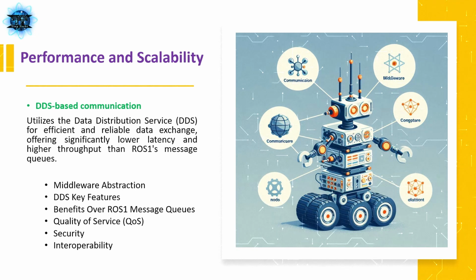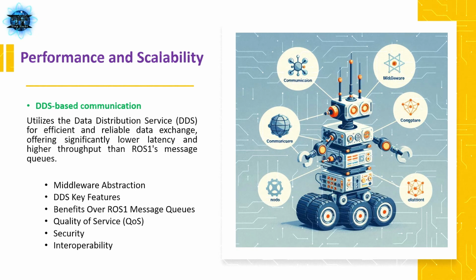Now, quality of service, in short, that is called QoS. What is it? QoS is like setting the rules for communication. DDS lets developers control how reliable, durable, or timely the communication should be. And why does QoS matter? Different robot tasks have different needs, and QoS settings help to meet those specific requirements.